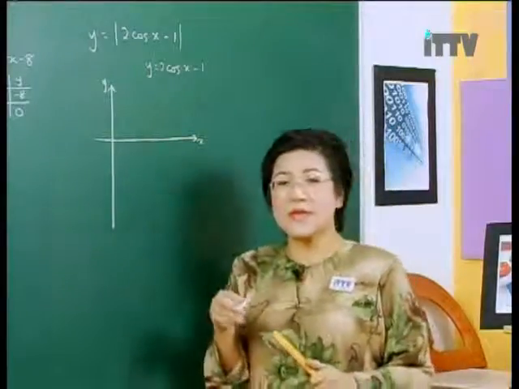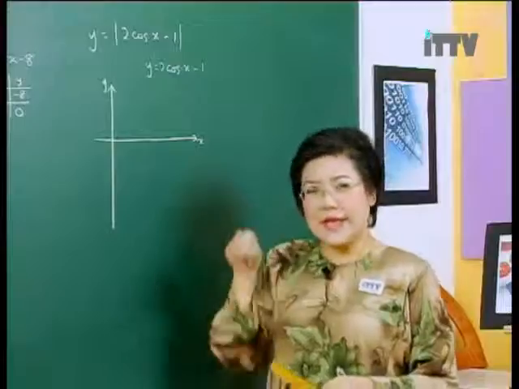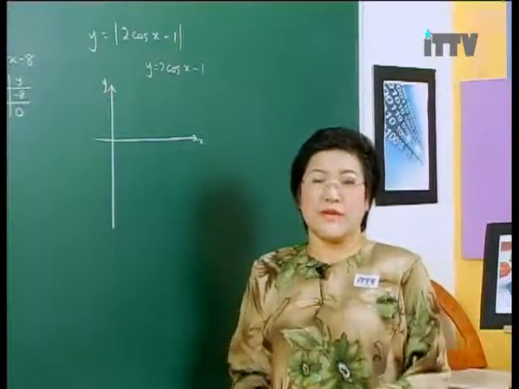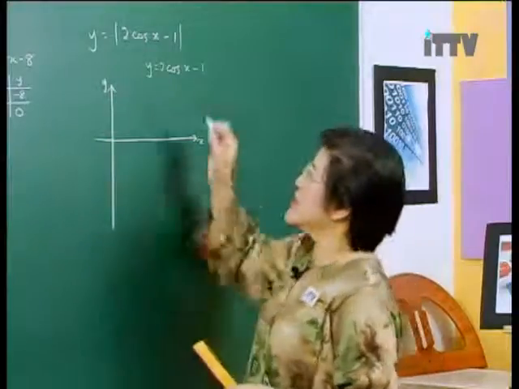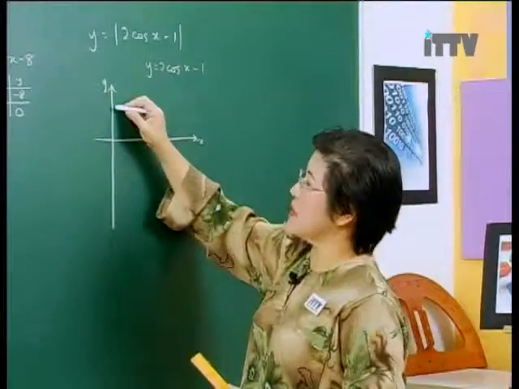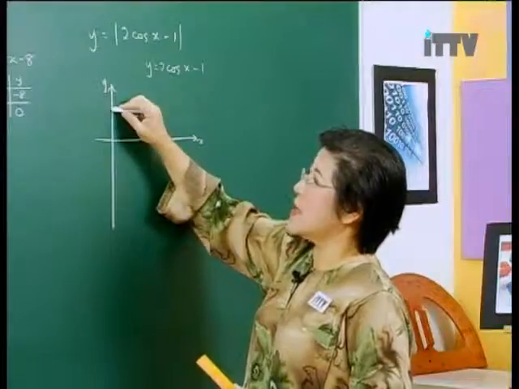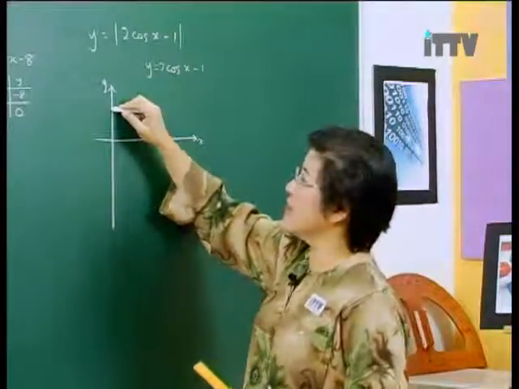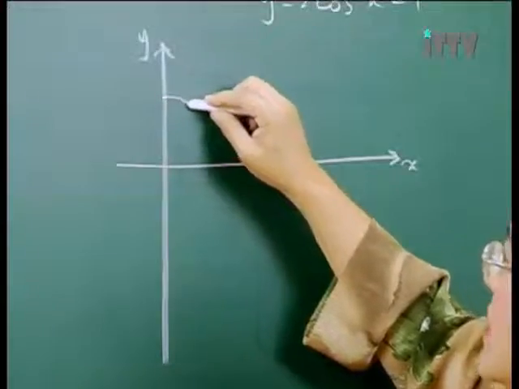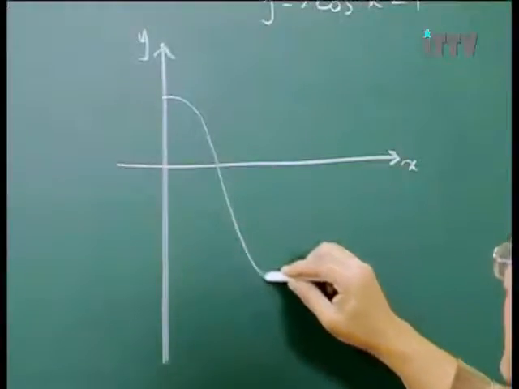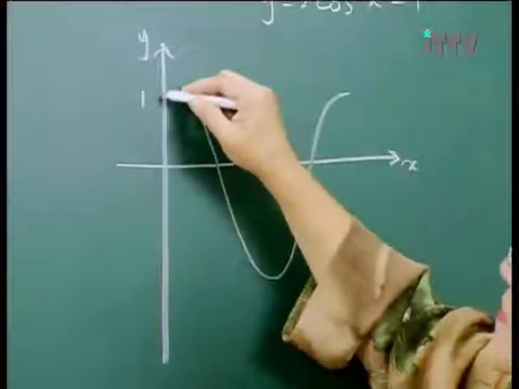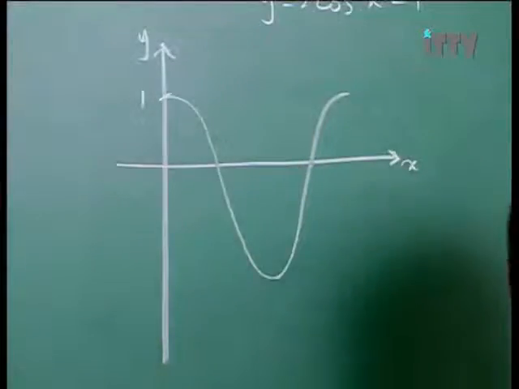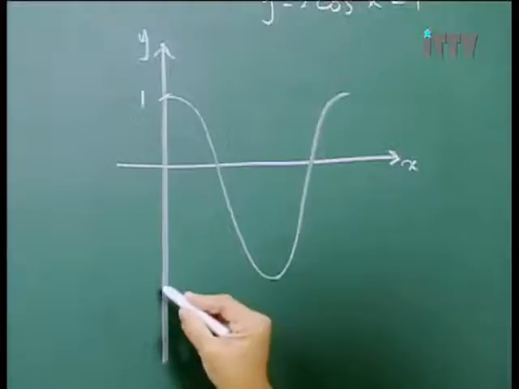And once again, viewers, I'll start off by drawing it very lightly because the actual function that we want to end up with is the absolute function. So the graph of y equals 2 cos x minus 1 has a y-intercept of 1, and it carries this shape. It also has a minimum point at -3.